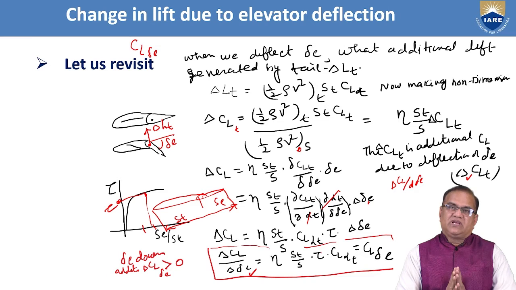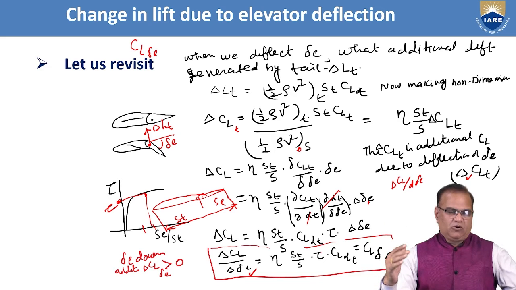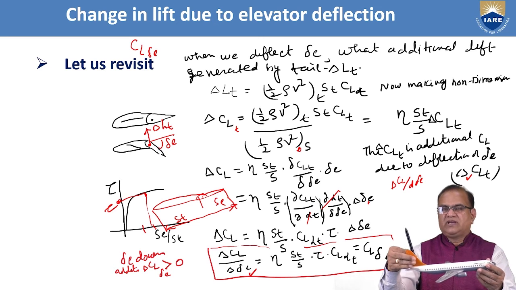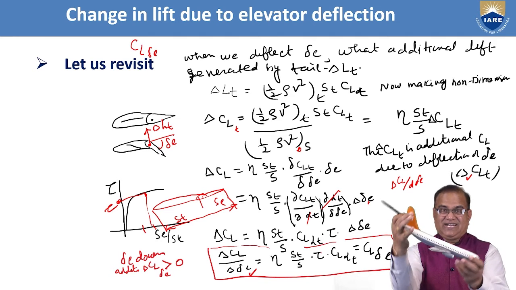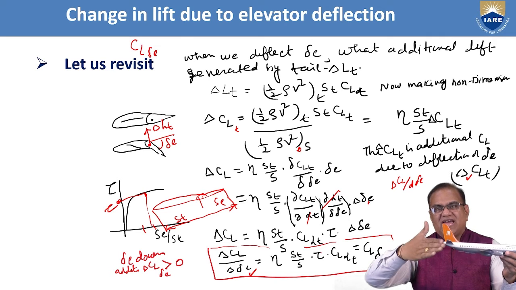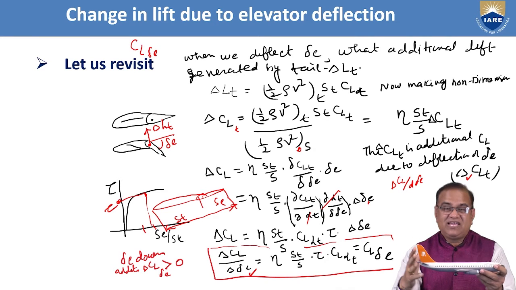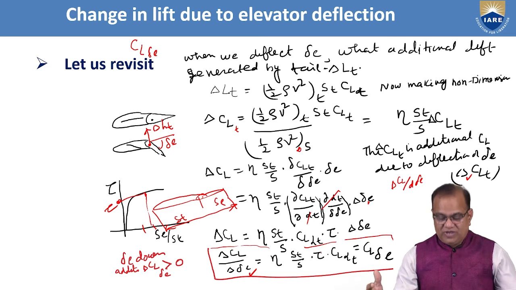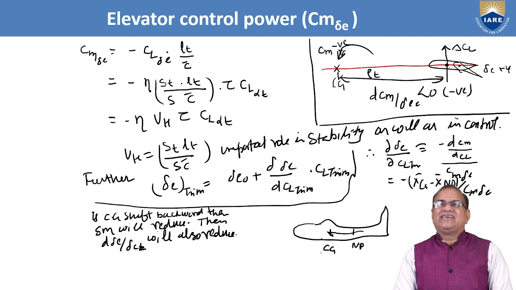So now we got the force component which is acting upward. Now we want to see the moment. We have a force component acting in this direction, and this force into this distance LT will generate a moment that is called CM delta E. For how much deflection of elevator, how much moment you are going to get, that is called CM delta E, and it is also called the elevator control power.